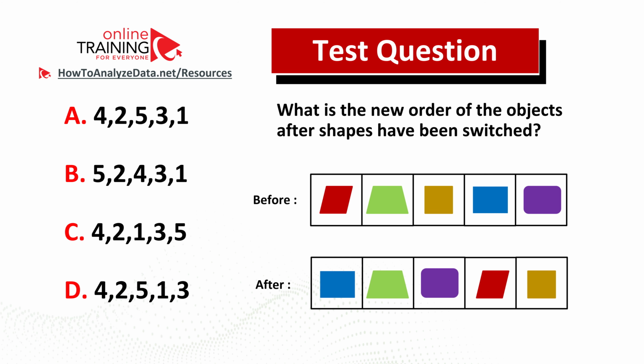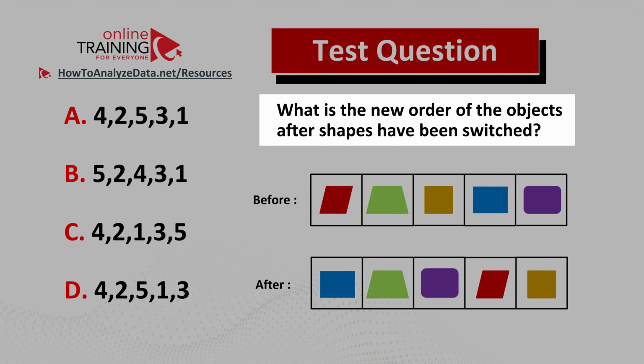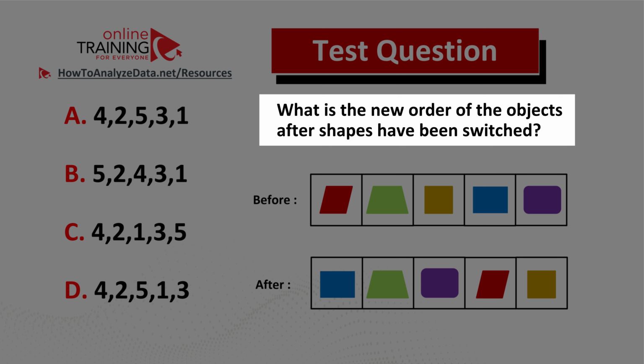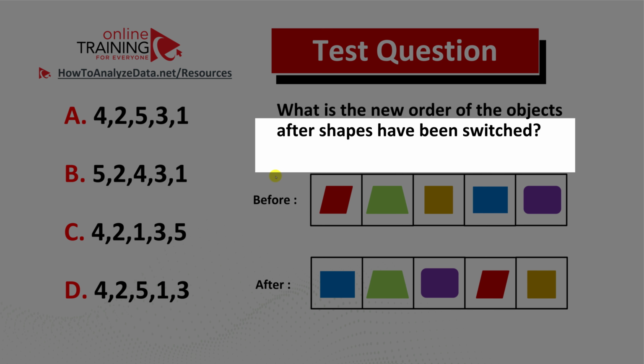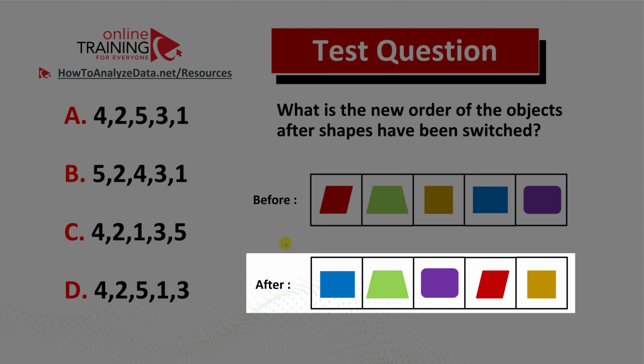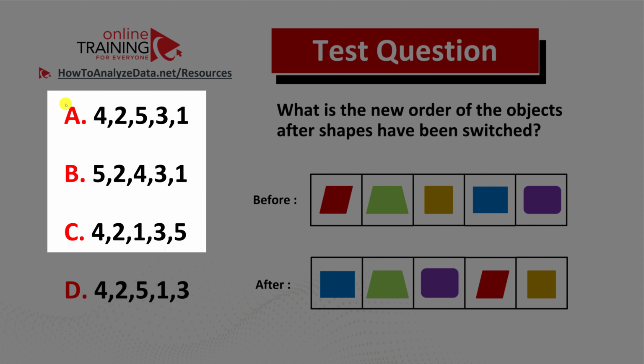Let's look at the interesting question, which you should be able to solve in under 30 seconds. What is the new order of the objects after shapes have been switched? And you have before order of the objects and then after order of the objects. And you have 4 different possible answers.